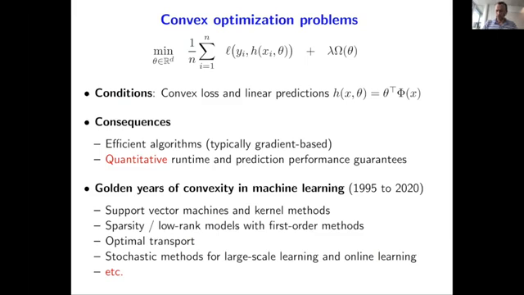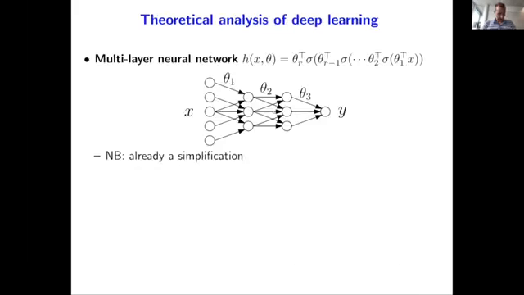This is not ending in 2020, but what we would like to know is whether we can do this for non-convex optimization problems, namely for neural networks. So the goal of the talk is to see if we can go as far as for convex problems, and the answer will be: not yet. So let's go to it.